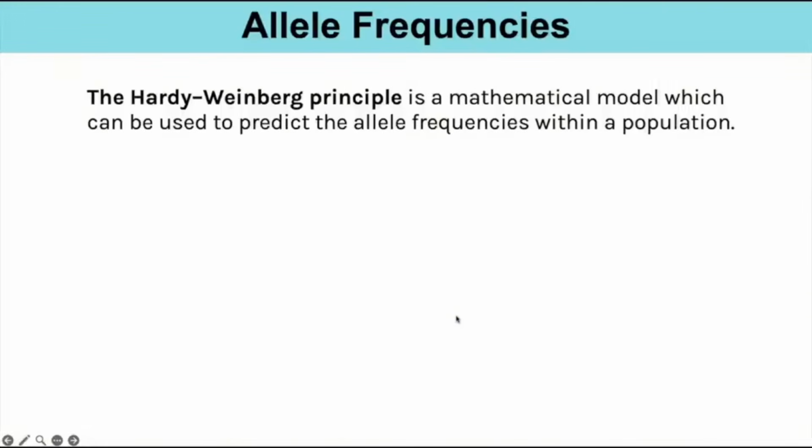Next then, 3.7.2, populations. And this is where the Hardy-Weinberg principle comes in. It's normally assessed within the inheritance questions though as well. And Hardy-Weinberg is a mathematical model that can be used to predict allele frequencies within a population.